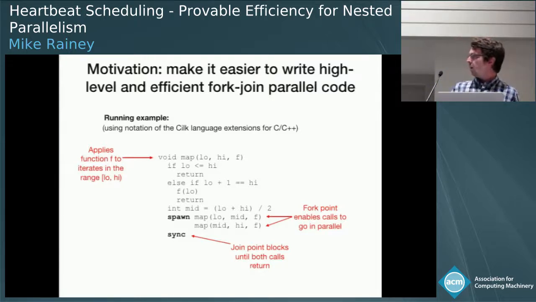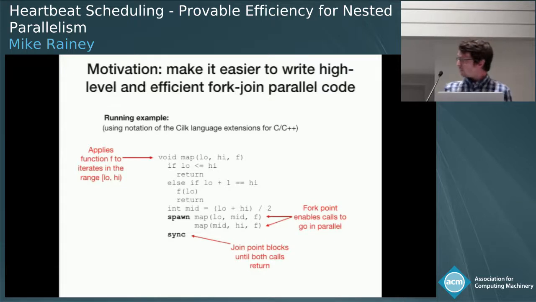This slide here is showing the running example for the talk. It's taking as input a loop range and a function, and it's applying the function to all the iterates in the range. You'll notice that the way the function expresses parallelism is by the spawn and sync keywords. Spawn corresponds to a fork point and sync to a join point. Basically these are hints to the system that there's an opportunity for parallelism, and it's up to the system to decide whether or not to realize the opportunity.